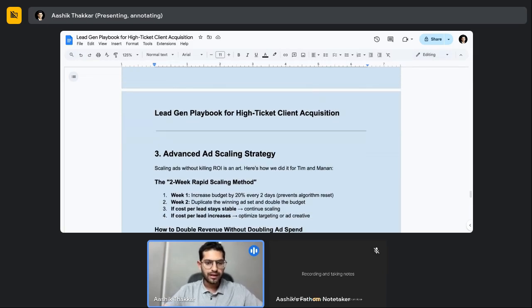Advanced ad scaling strategy. Scaling ads without killing ROI is an art. You can have thousands and thousands of dollars, you can have millions of dollars, but if you don't know how to get ROI through that, what's the point of this entire activity, right?